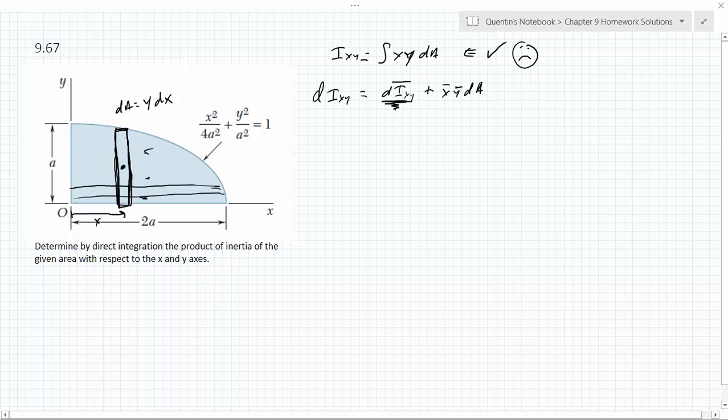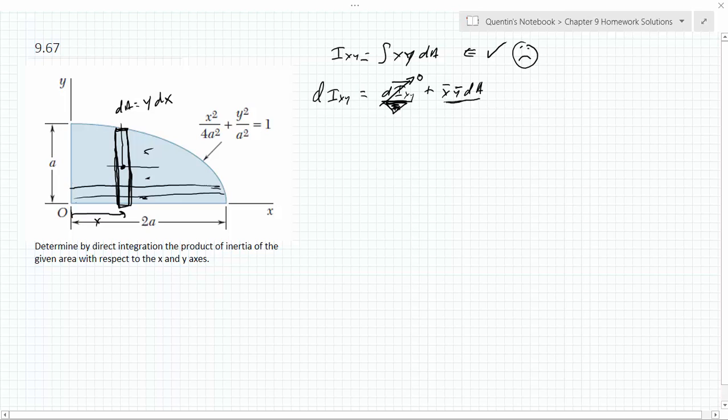Now, this is one of the big things that you need to learn from this class. IXY at the centroid is going to be what? It's going to be a big whopping 0. Why? Because it's symmetric. A rectangle is symmetric about both the x and y axes through the centroid, so that term goes away. That makes life really easy.